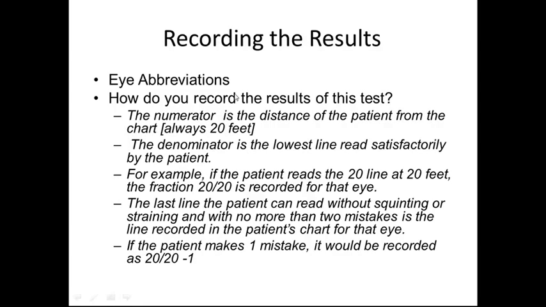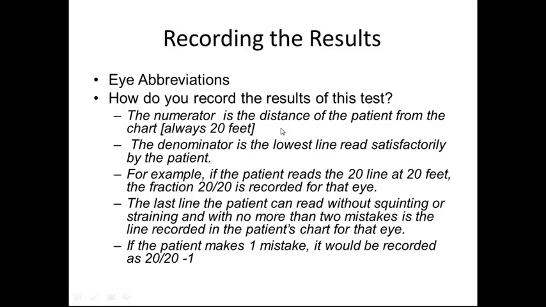Recording the results, eye abbreviations. The common eye abbreviations are OD, OS, and OU. OD stands for right eye, OS stands for left eye, and OU stands for both eyes. I remember these by OD: D at the end, and then R at the beginning of right, equals doctor. So I always remember OD as the right eye.